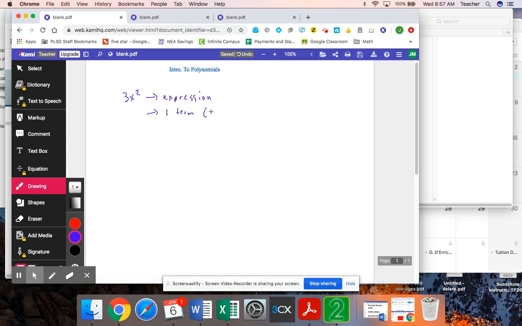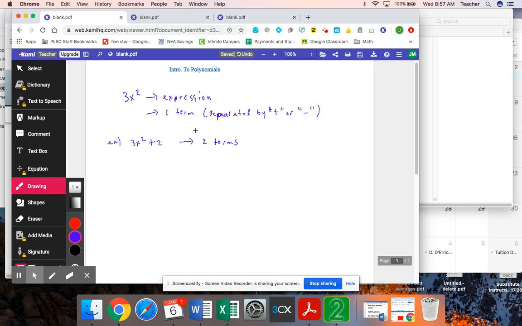Remember, terms are separated by addition or subtraction. So I'll just say right here, "separated by addition or subtraction." Let me put those in quotes. That's what terms are. Since there are no addition or subtraction signs in here, this is just one term. If I gave you, for example, 3x squared plus 2, then all of a sudden we do have an expression, but it has two terms because there's an addition sign there.